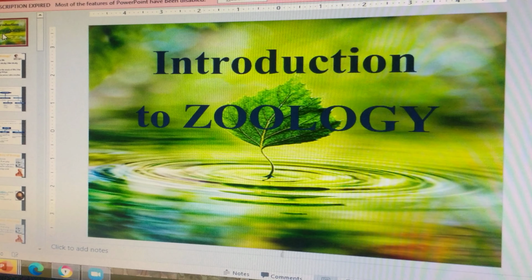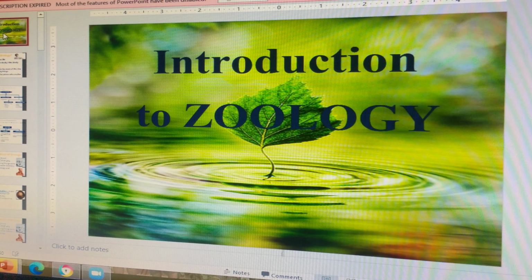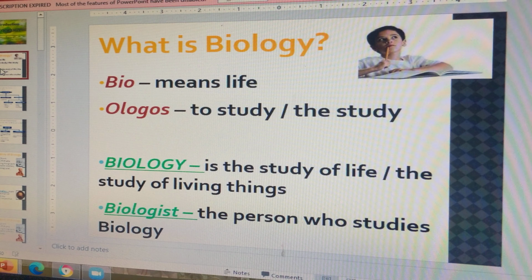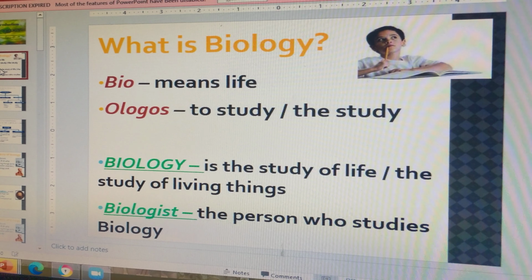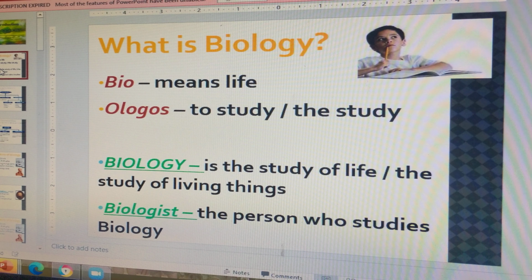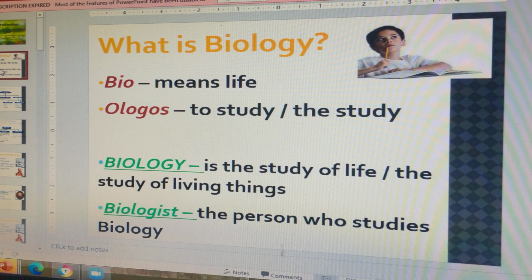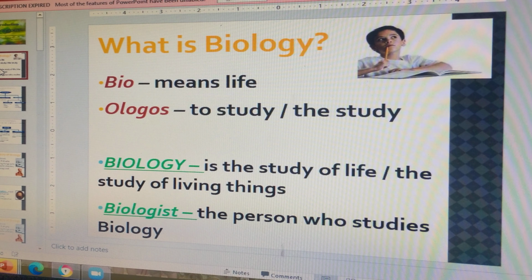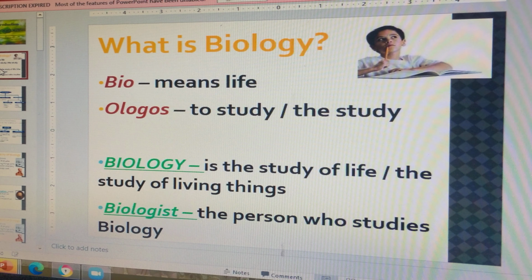So our first topic is introduction to zoology. So let's start first with the study of biology. Since zoology is a branch of biology that deals with the study of animals. So biology is the study of life and the study of all living things.